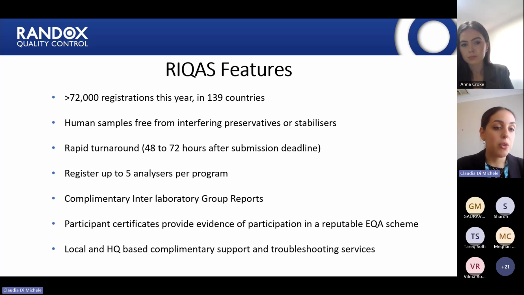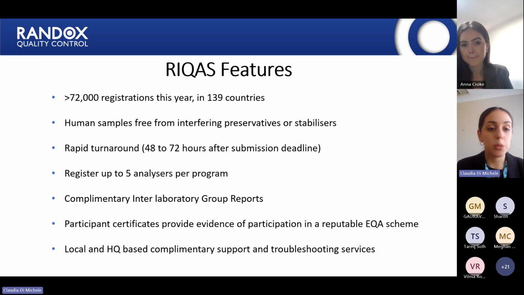We have a rapid turnaround time, so it's usually 48 to 72 hours after the submission deadline, you will receive the report. You can register up to 5 analyzers per program. This is free of charge as long as you can run the tests with the amount of material we provide you in the kit. You can register up to 5 different analyzers.